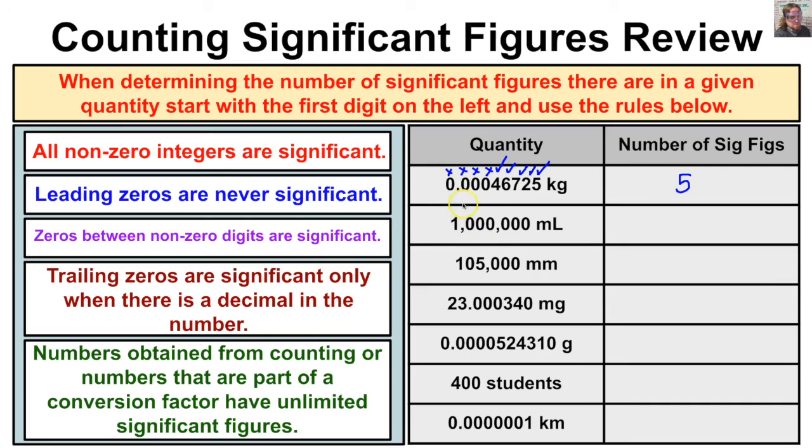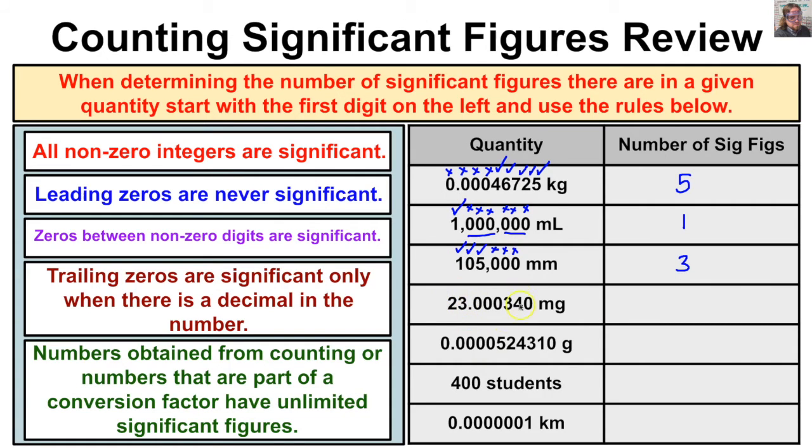If we take a look at this one and start on the left-hand side, we have a non-zero integer followed by trailing zeros, and the rules say that trailing zeros are significant only when there is a decimal in the number. Because there is no decimal, these are just placeholders, so there's only one significant figure in this number. In this next number, the 1 is significant, the captive 0 is significant, the 5 is significant, but the trailing zeros are not significant because there is no decimal in the number, so there are 3 significant figures.